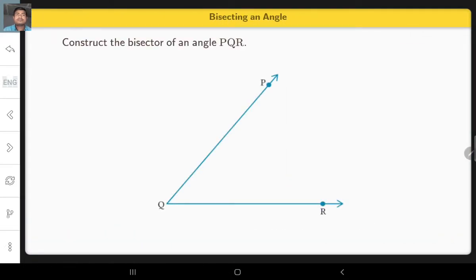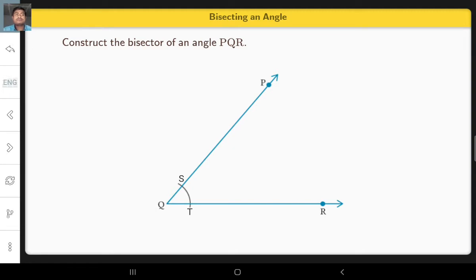Let's review the construction of the bisector of an angle. We learnt this in previous classes. Here, we have an acute angle PQR. Taking Q as the center and any radius, draw an arc that intersects the rays QP and QR at points S and T respectively.